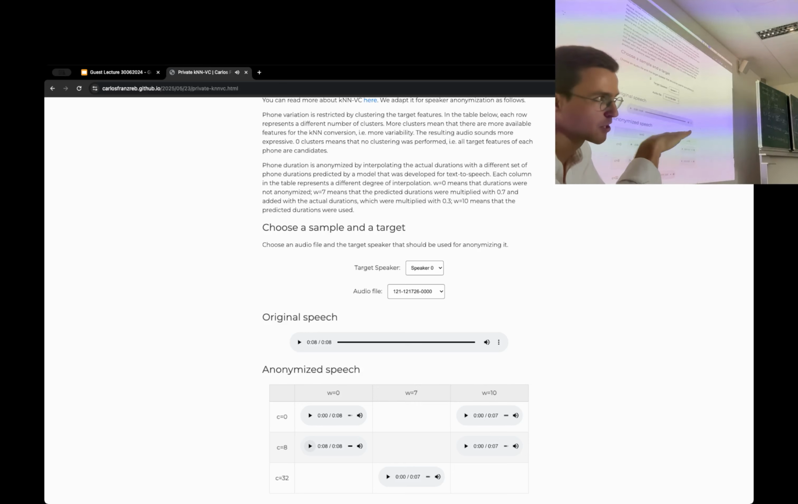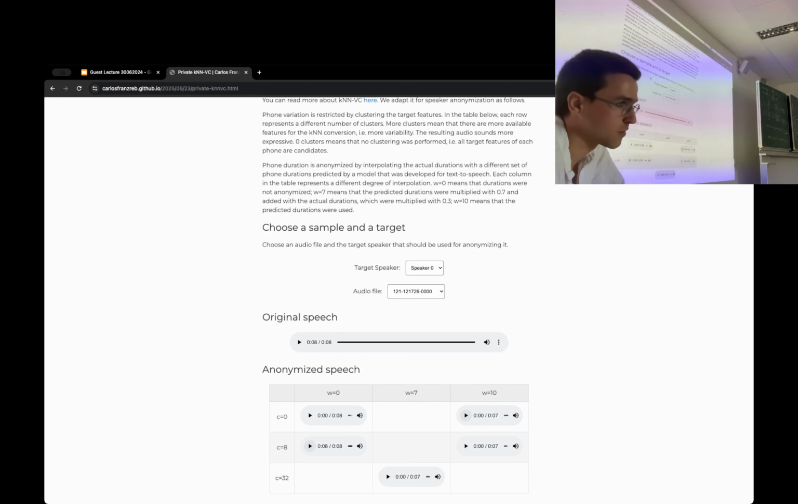So you can hear that it's much more robotic, much more flat. And this is, of course, harder to listen to, but also more private. And then the second kind of anonymization that we propose, which is anonymizing the phone durations.